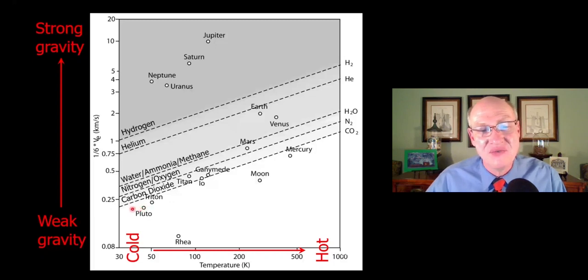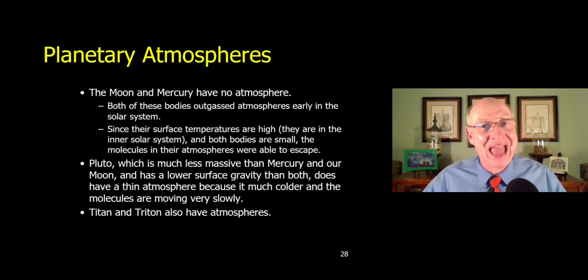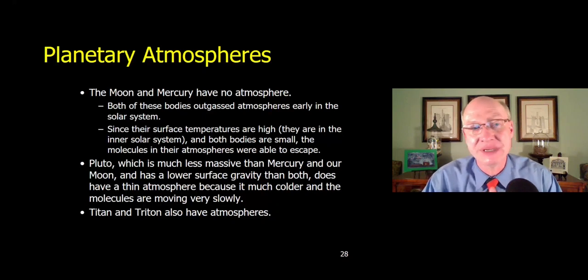Pluto has a very low escape velocity. And even though it's very, very cold, Pluto does not have a substantial atmosphere because its escape velocity is so low. So the moon and Mercury have no atmosphere. Those bodies did outgas. Material came out of their surfaces. We'll see where atmospheres come from a little bit later on. So they did outgas material, but they have lost that material over time because their temperatures are too high and their surface gravities are too low. And so they have lost all that gas.